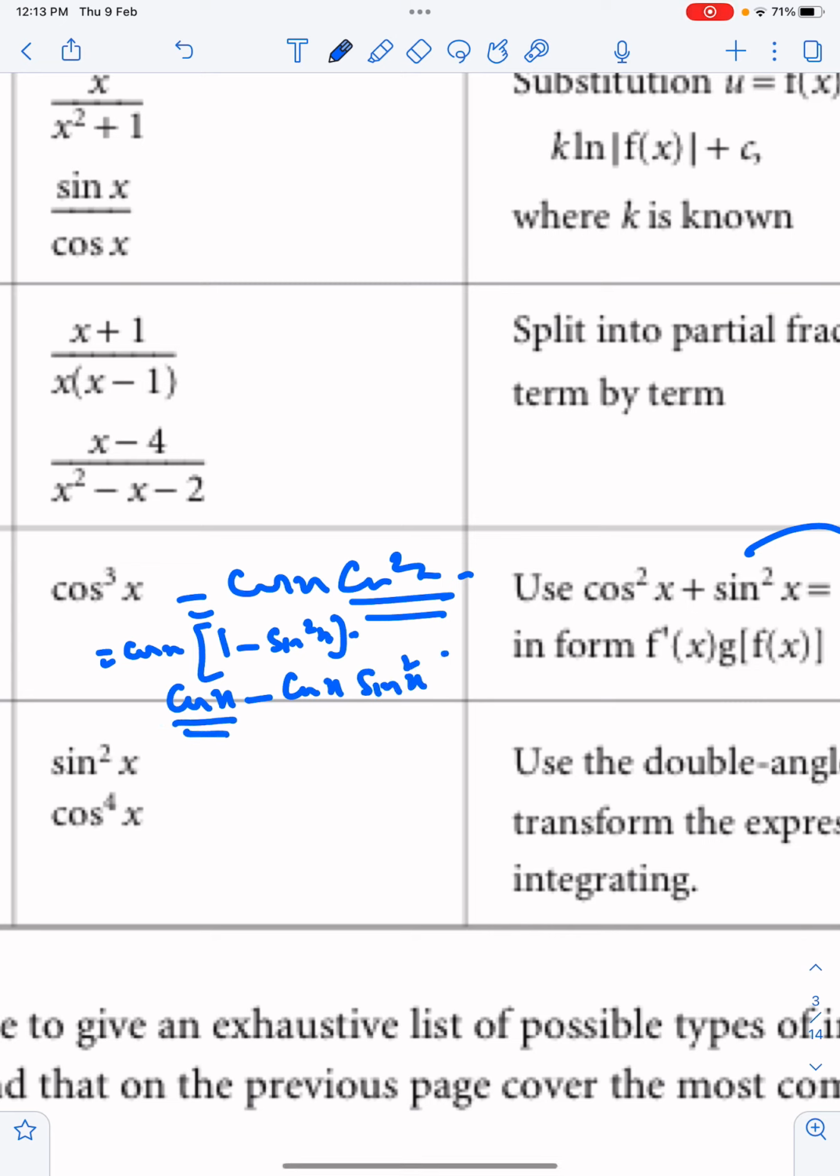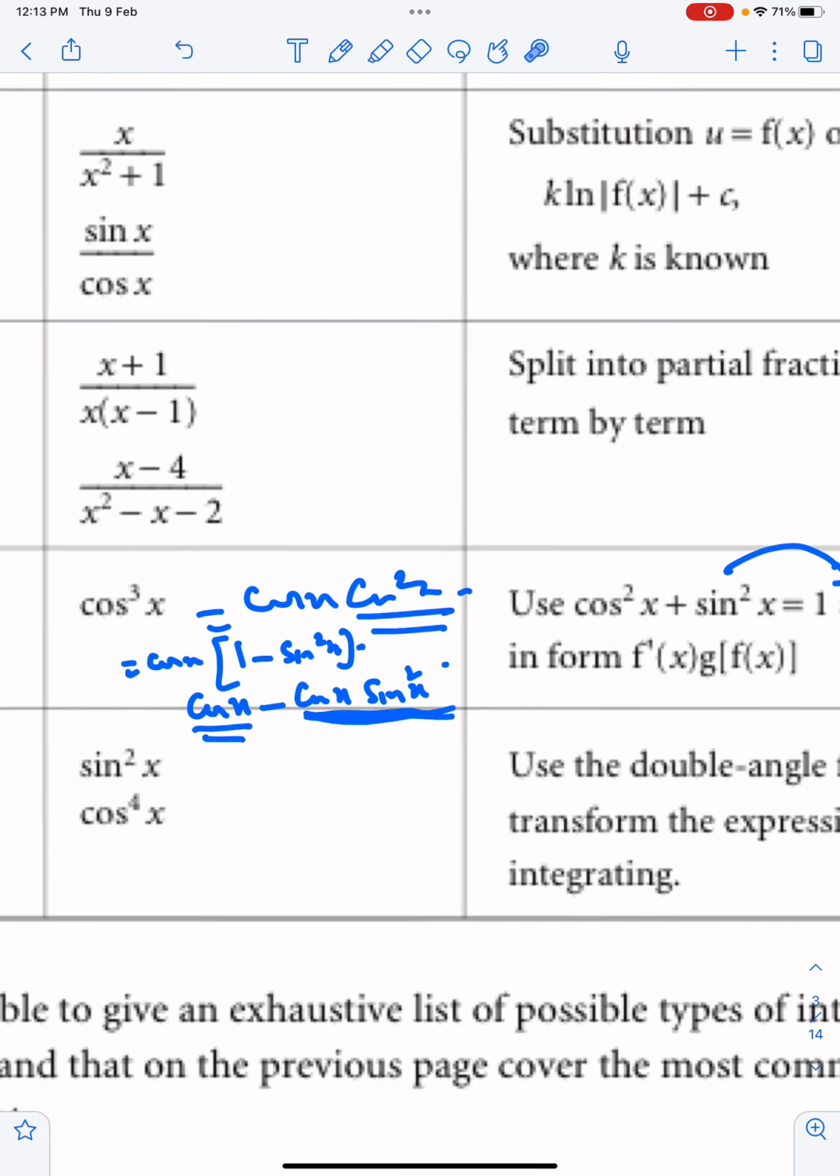This can be integrated directly, the integration of cos x is sin x, and here you can use substitution. And what substitution will you use here? u equals sin x will be used as the substitution. The whole question is done in that video which I've just mentioned.